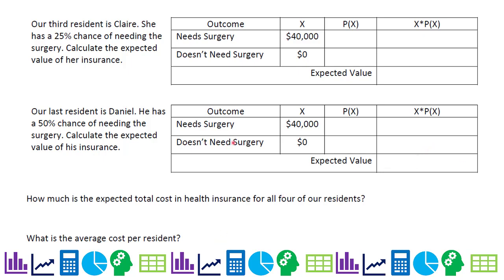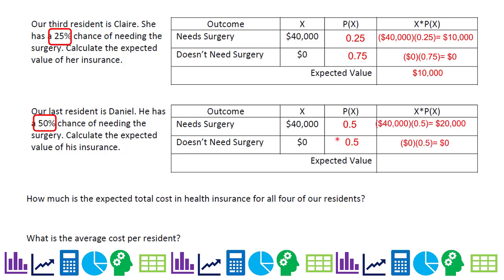We have another resident, which is Claire. She has a 25% chance of needing the surgery. So now I'm going to put 0.25 right there, 0.75, multiply across, and add. And so the expected value is $10,000 there. And now we have Daniel, who apparently does not have a good heart. There's a 50% chance he needs the surgery, 50% that he doesn't. Multiply across. So the expected value for his insurance, how much he'll have to pay out, is $20,000.